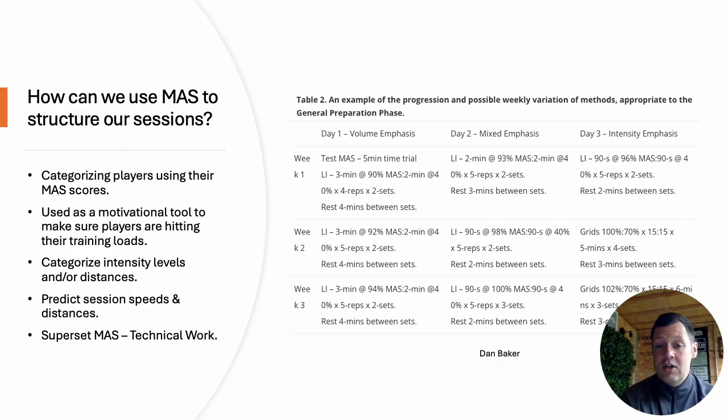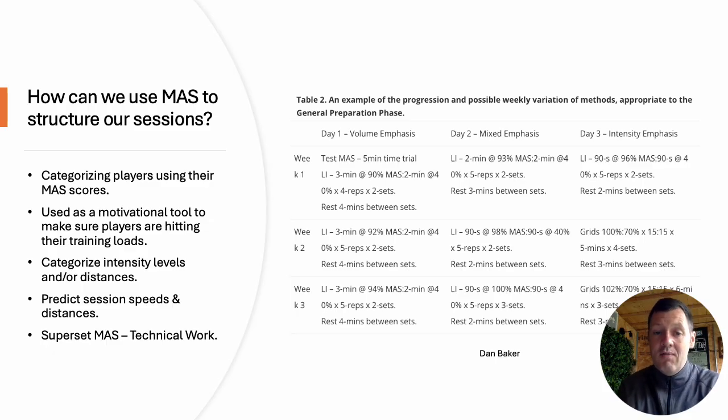Categorise intensity levels and distances. If you've got access to GPS systems, you can categorise intensity levels and distances based off their MAS score. It's harder to do when you haven't got that, but you can use times and distances within or around small-sided games that allow players to achieve certain MAS levels. You can also predict session speed and distances from that, and you can superset MAS, so a MAS protocol with technical work. I've used some examples of that on the right hand side, which I've taken from Dan Baker as well. So an example of progression and possible weekly variation of method.